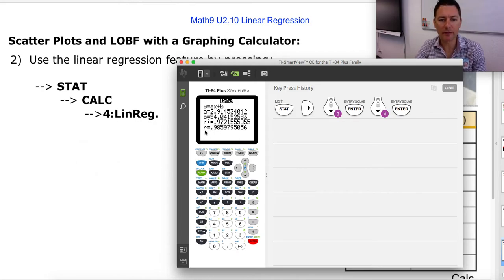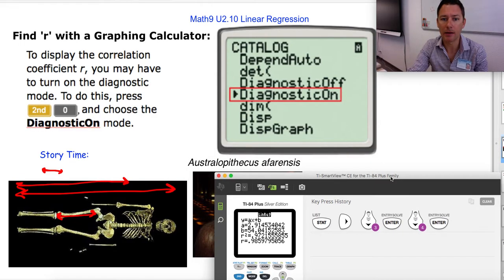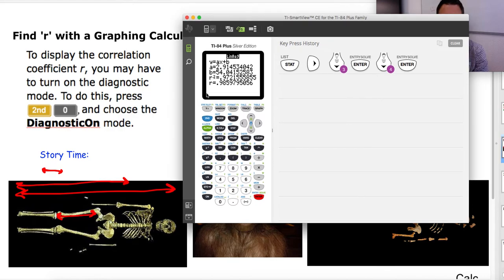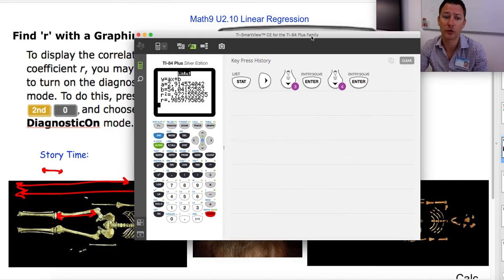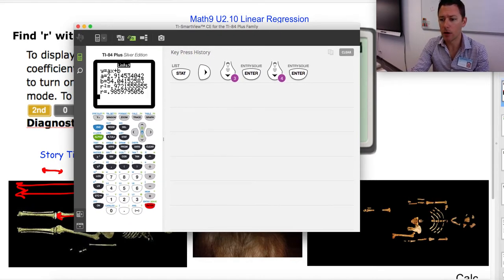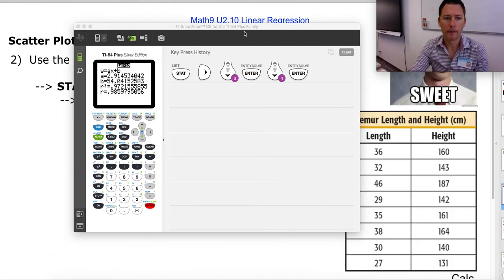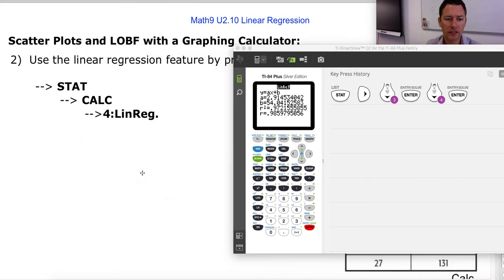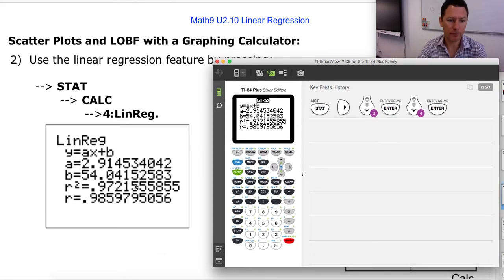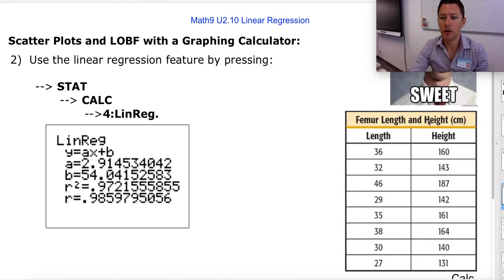Notice that you have this R squared and R value. If you don't, you didn't do the diagnostic on. This diagnostic on turns this R and R squared on, otherwise you don't see it. So back here, right? Once you do that, you should see this screen. And then your calculator's job is done.